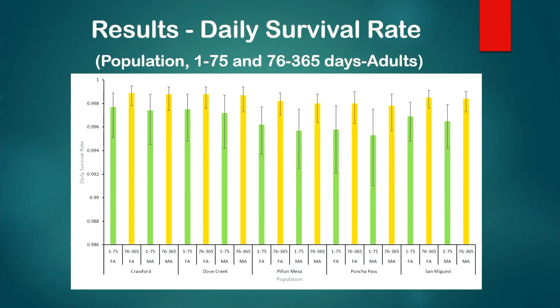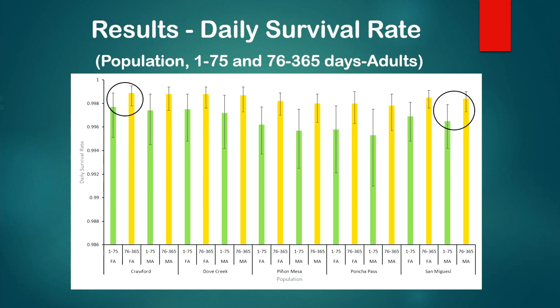So this is a graph of the daily survival rates. On the x-axis are the populations, and these are just male and female adults. On the y-axis is the daily survival rate, which ranges from 0.98 to 0.99. What I want you to focus on is the green bars, which are the 1 to 75 day daily survival rate, and the gold bar is the 76 to 365 survival rate.